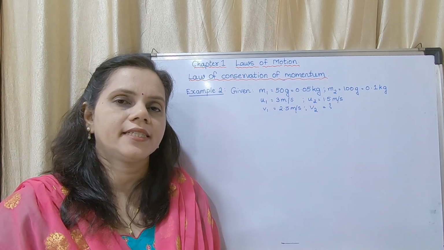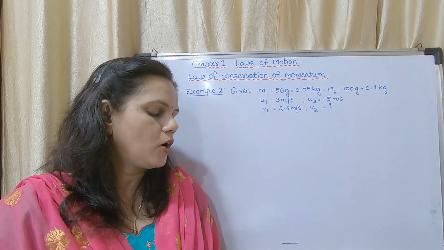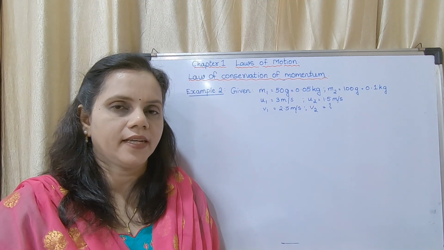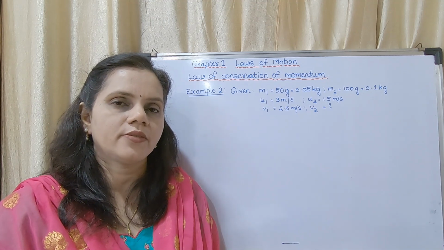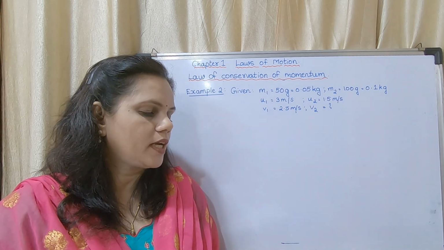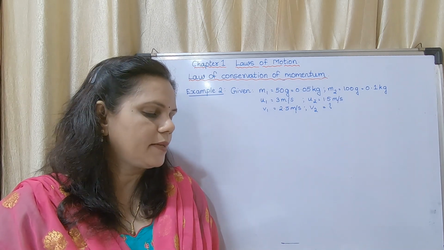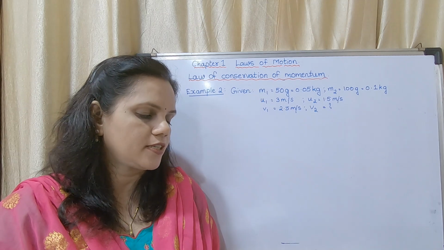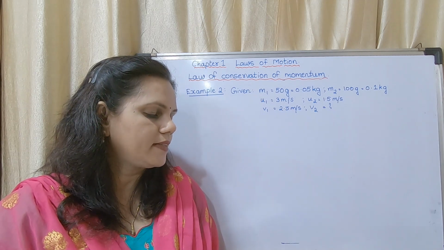Okay, now the next is example 2. Two balls have masses of 50 gram and 100 gram respectively. They are moving along the same line in the same direction with velocities of 3 meter per second and 1.5 meter per second respectively. They collide with each other.